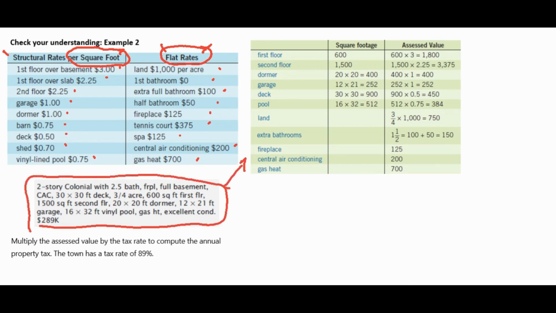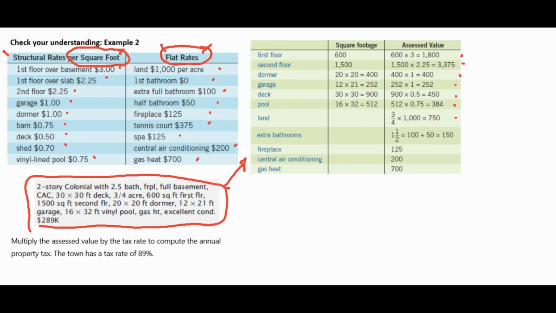We're going to break down what this place has. So on the first floor, it's going to have 600 square feet times $3, which is $1,800. On the second floor, it's 1,500 square feet at $2.25 a square foot. That's $3,375. The dormer is 20 by 20, so it's 400 square feet at $1 per square foot. That's $400. The garage is 12 by 21, which is 252 square feet at $1 a square foot. That's $252. The deck is 30 by 30. That's 900 square feet at 50 cents a square foot. That's $450. The pool is 16 by 32, which is 512 square feet at 75 cents a square foot. That's $384.